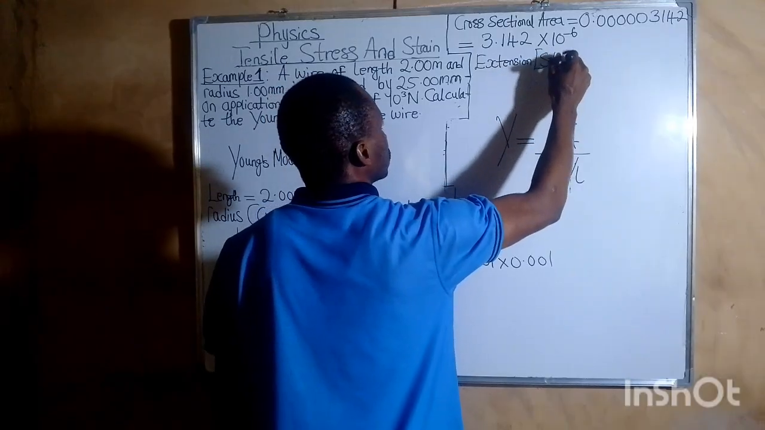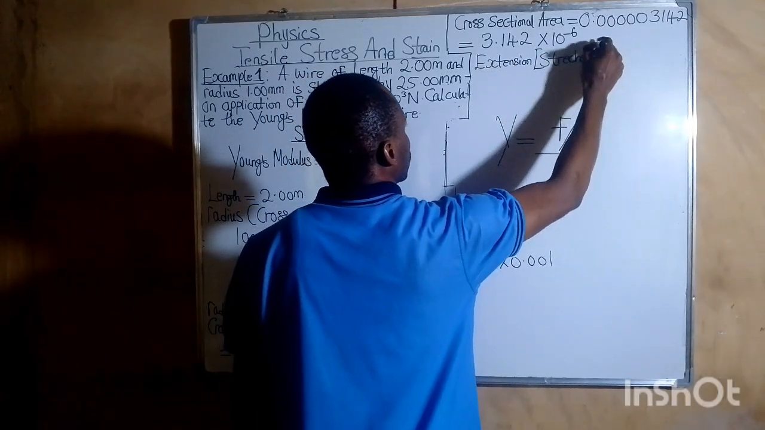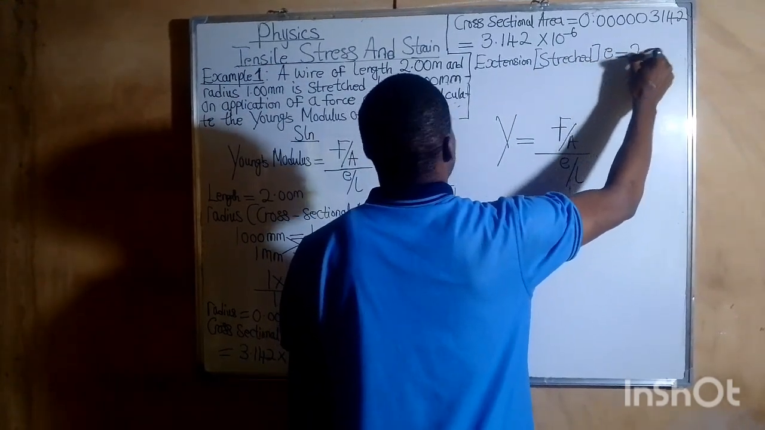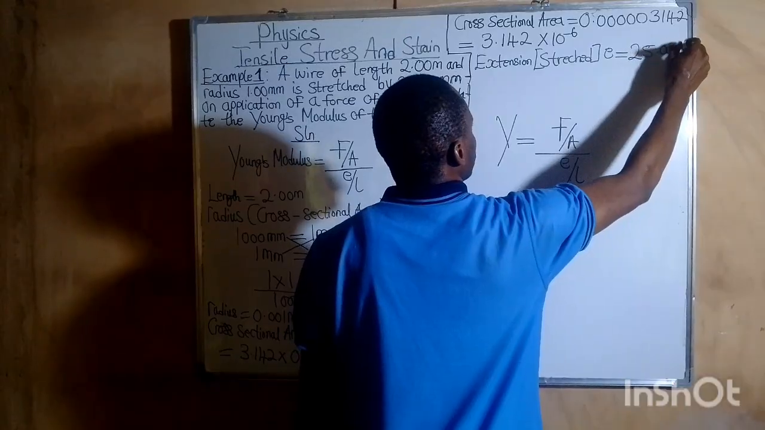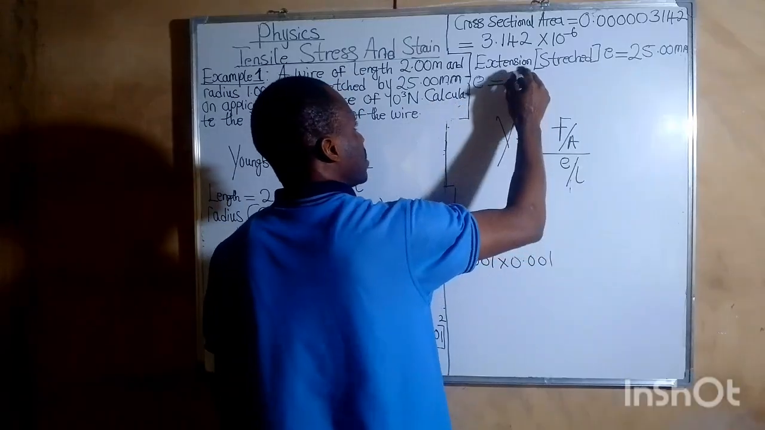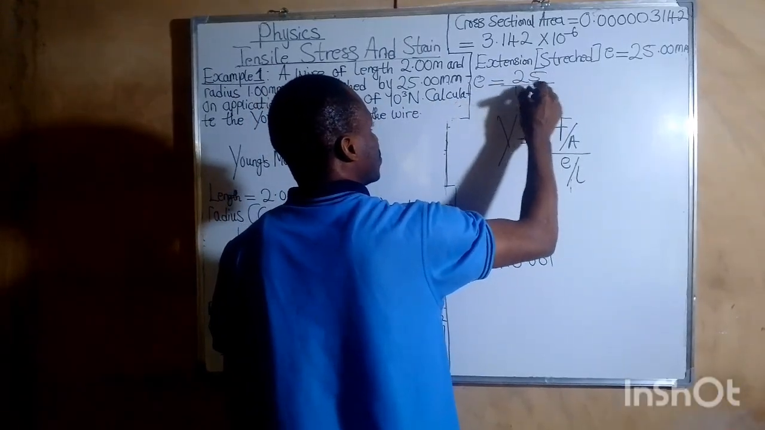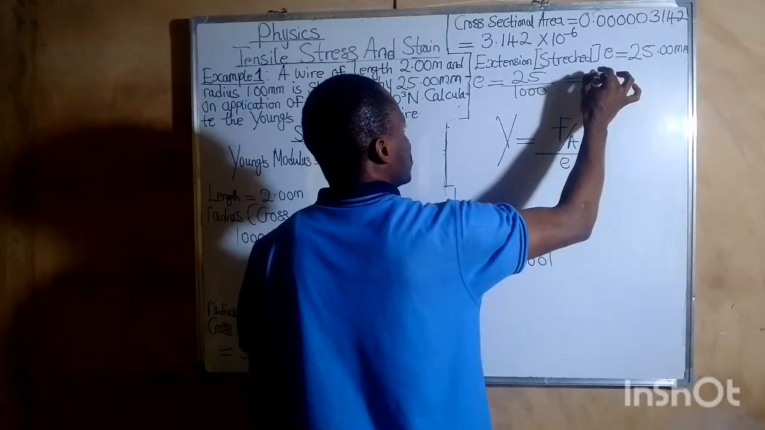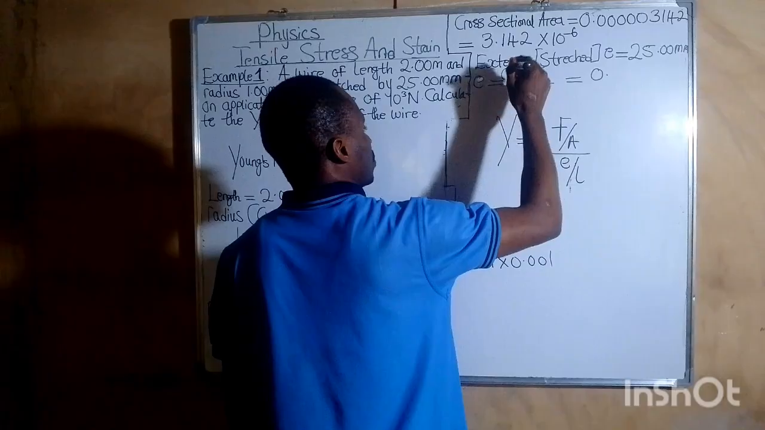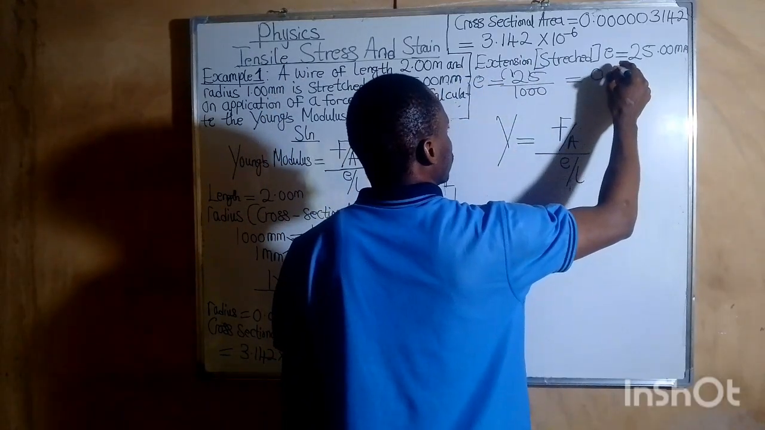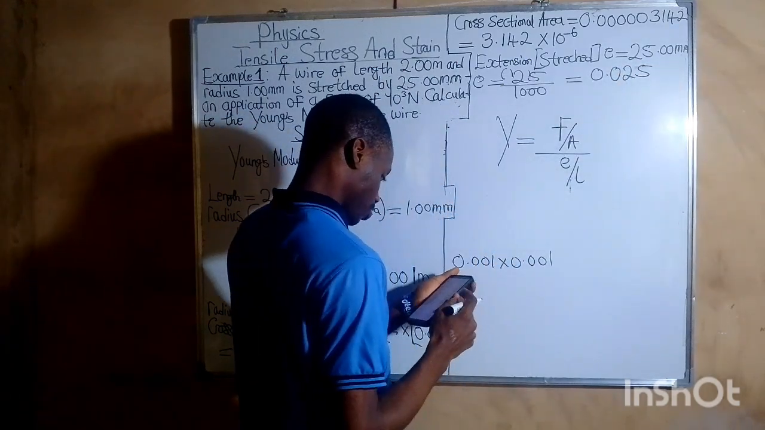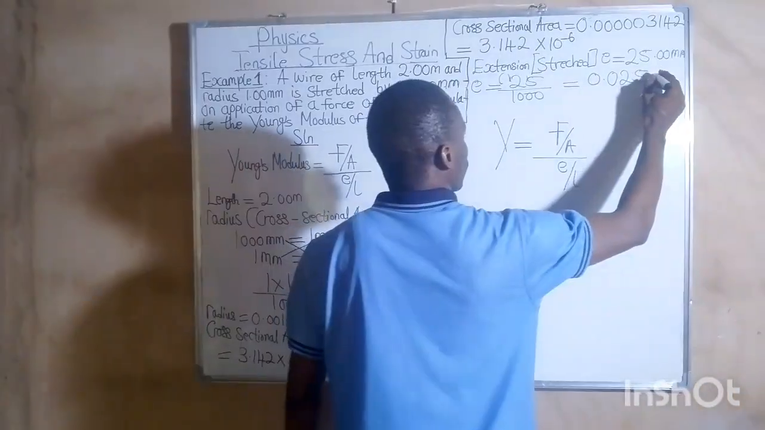So extension, stretched, which is represented with small letter e, is 25.00 millimeter. So just convert this one to meter. You say 25 divided by what? 1,000. So that should be giving us 0.025. Is that it? Yeah. Alright, let me confirm. Yes, 0.025 meter.